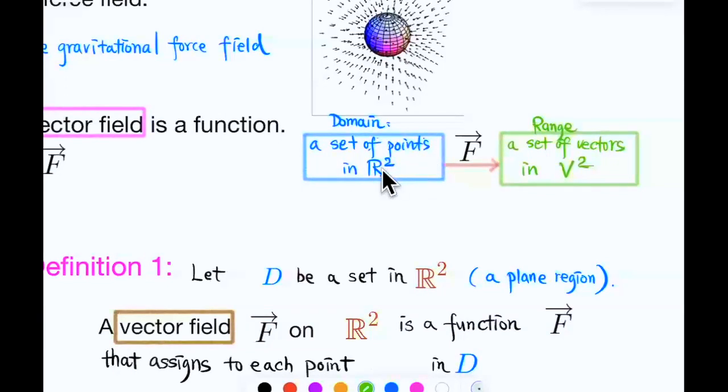What's the difference between R2 and V2? Every member in R2 is a point. Now what about V2? Every member in V2 is a vector. Okay? So the vector will look like this, and the point here will look like parentheses for the point and angle brackets for the vector. So it maps a point in R2 to a vector in V2.